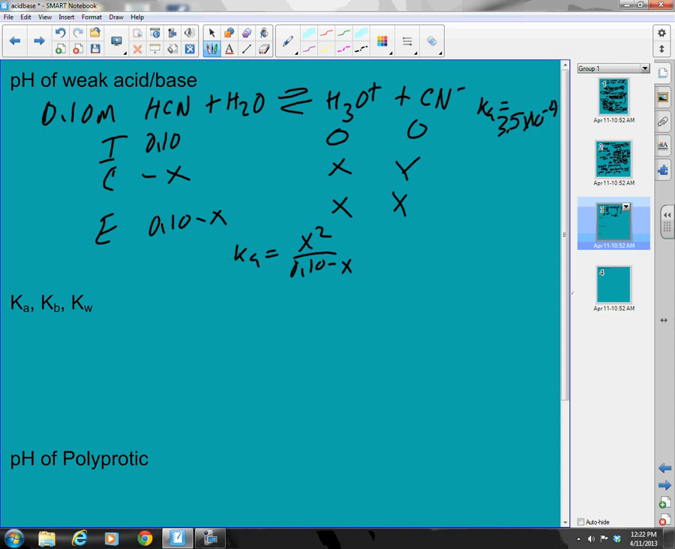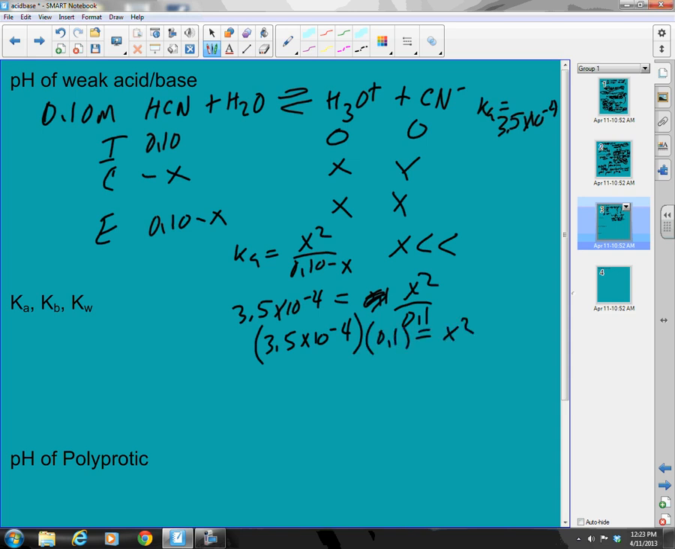Don't want to deafen you as I cough. So we're going to assume that x is much, much smaller. So my Ka, which is 3.5 times 10 to the minus 4th, is equal to x squared over 0.1. So 3.5 times 10 to the negative 4th times 0.1 equals x squared.